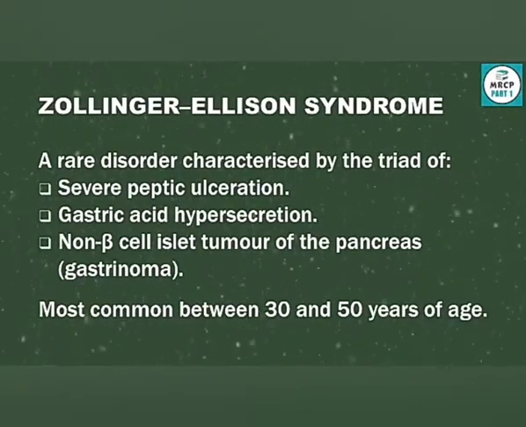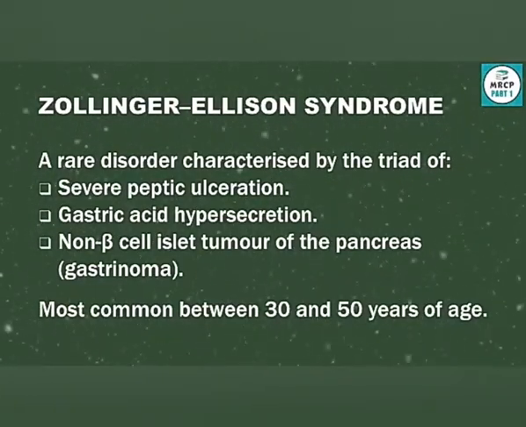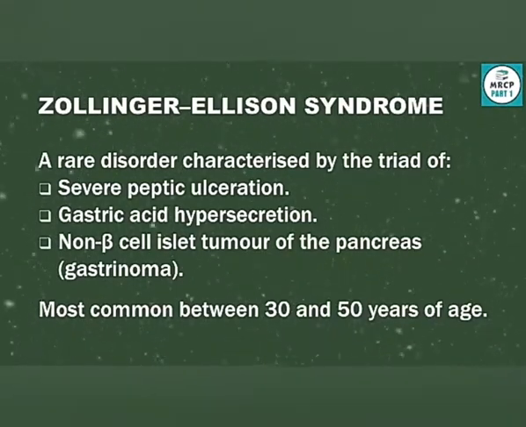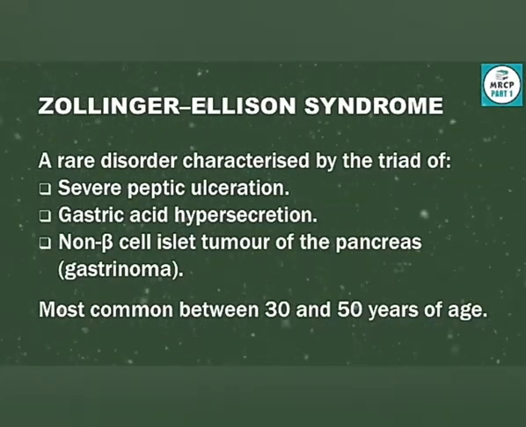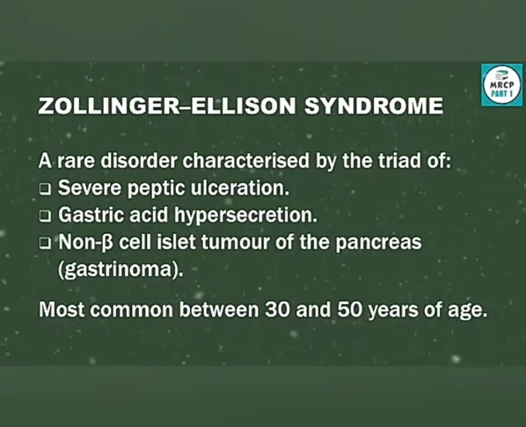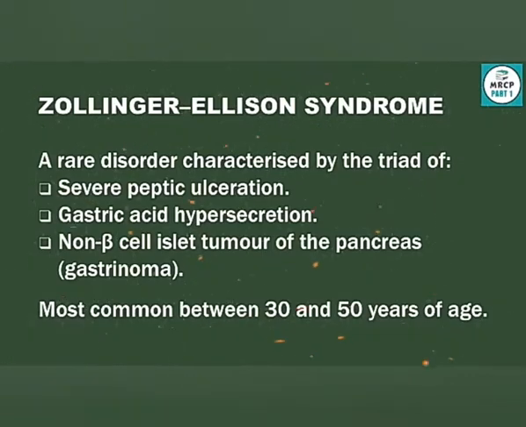Zollinger-Ellison syndrome, a rare disorder characterized by the triad of severe peptic ulceration, gastric acid hypersecretion, and a non-beta cell islet tumor of the pancreas, gastrinoma, most common between 30 and 50 years of age.